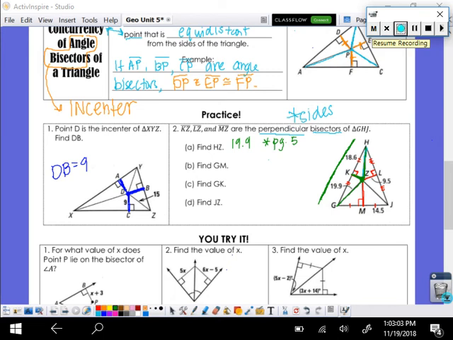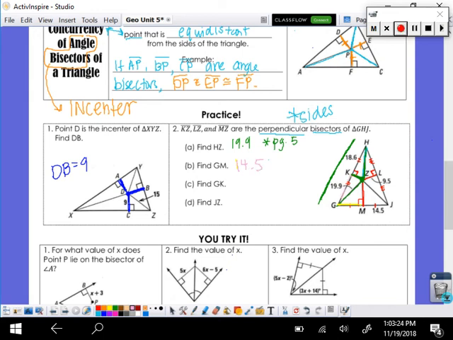So we are looking for GM. Let's highlight GM. That'll be easy. We know that M will be the perpendicular bisector, so it's bisecting GJ. So GM will also be, let's not use yellow, sorry, 14.5.